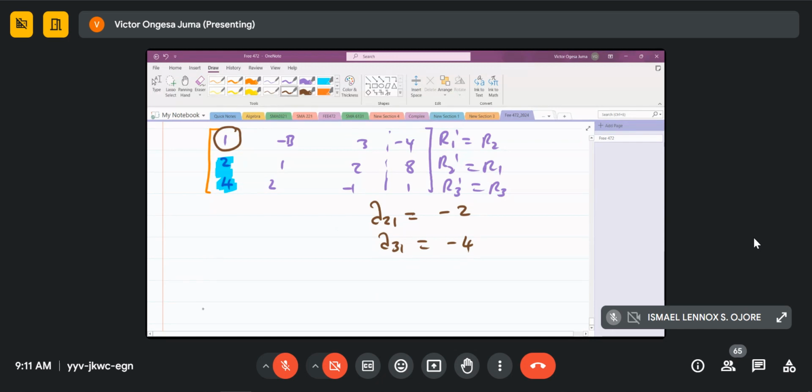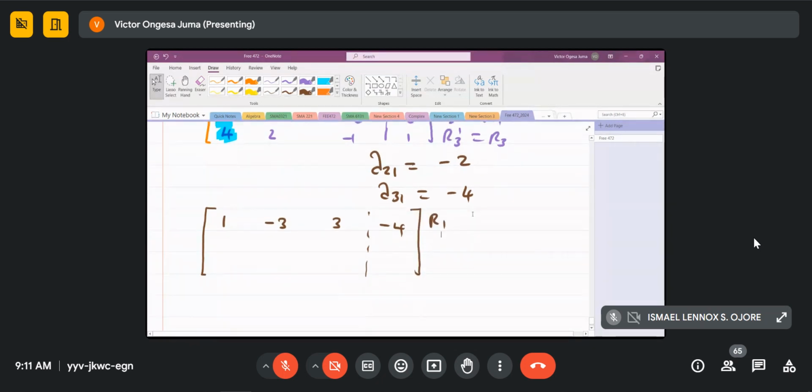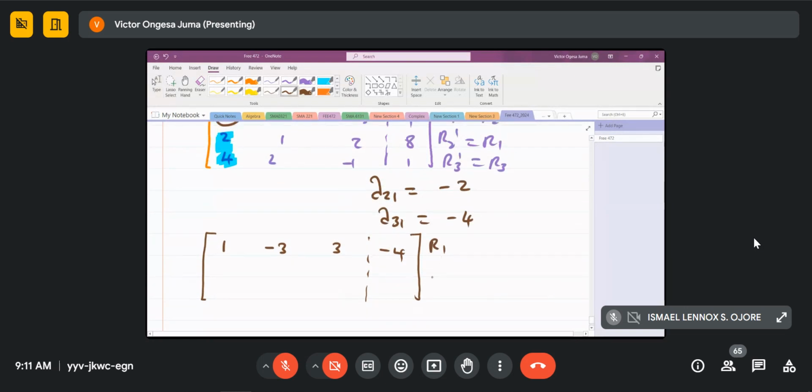But having said this, row 1 has not changed, right? That is 3, that's -4. So row 1 is kept as row 1. And then row 2, what is row 2 now? I say that new row 2 is the same as lambda 2 row 1 plus row 2. What's lambda? That's -2. Let me put it directly as -2. It is -2 row 1 plus row 2. And then row 3 is the same as -4 row 1 plus row 3.